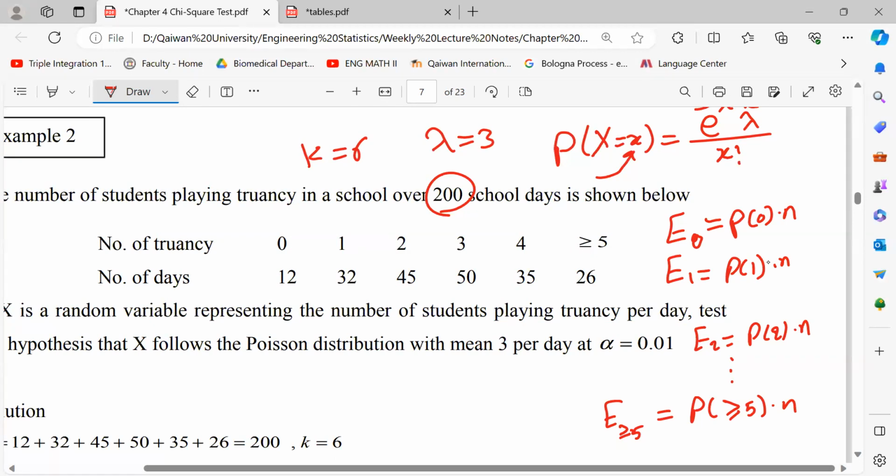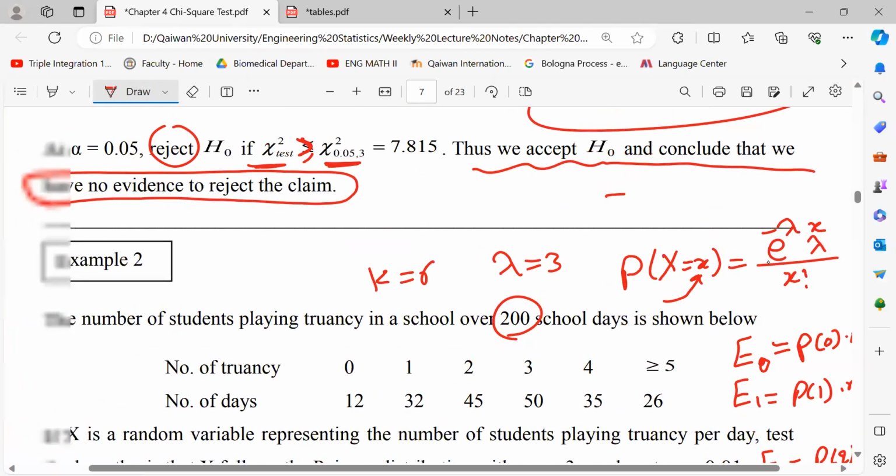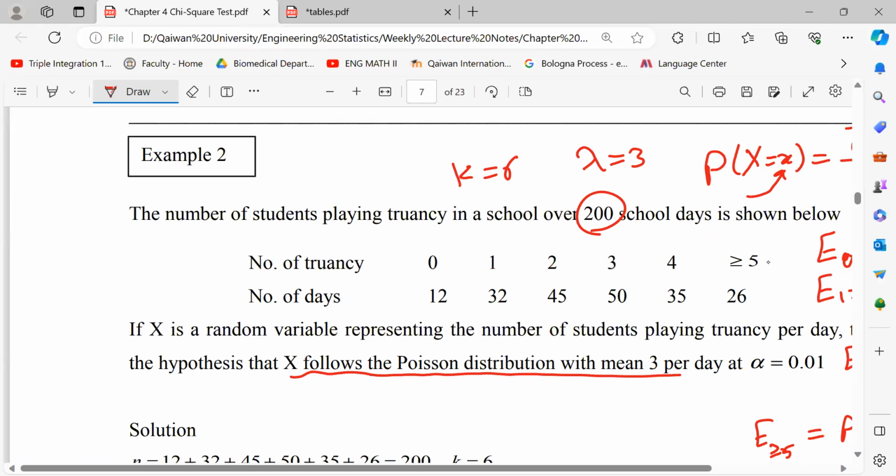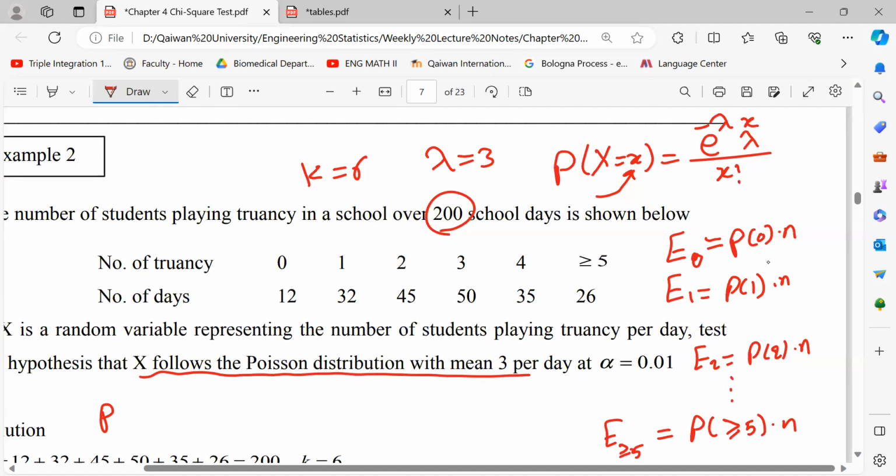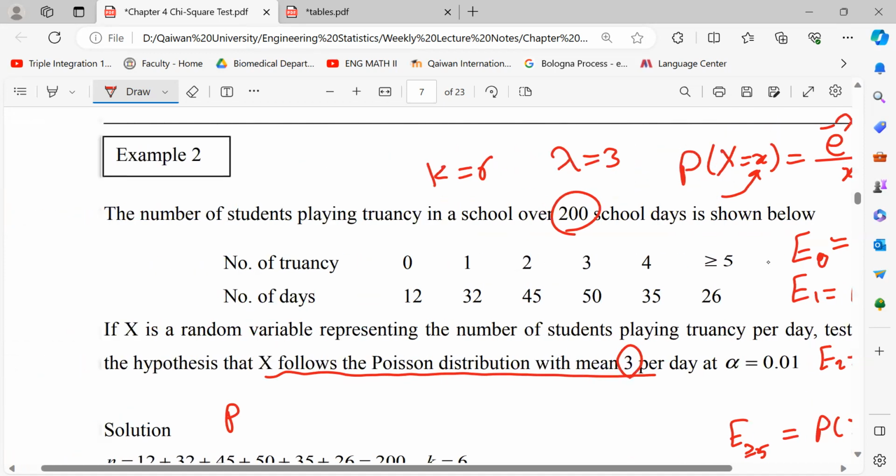As it's given, X follows the Poisson distribution. This is the hypothesis which is given in the context. How about H1? We say X doesn't follow the Poisson distribution with mean 3. That's the alternative hypothesis. Now, let's find probability of 0. Lambda is 3 for all of them. Lambda is given. It's 3 for all of them.